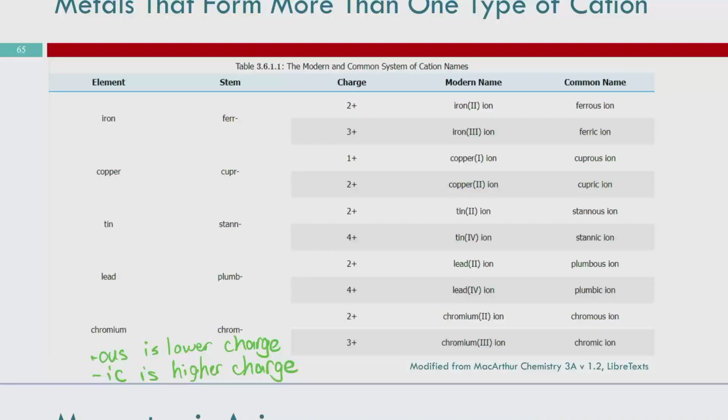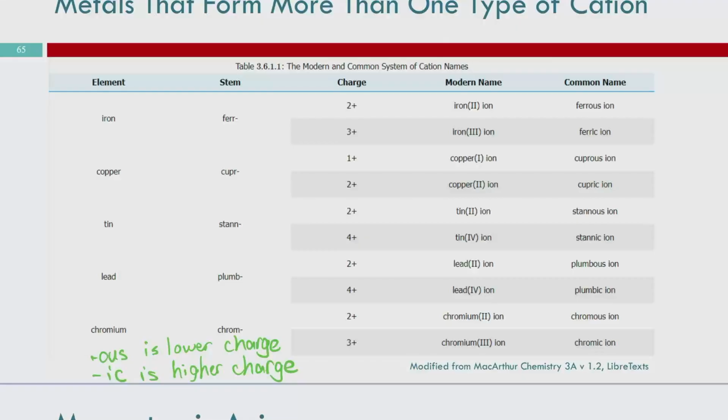When we move to copper, cuprous is 1+. So instead of being 2+, now it's 1+. That's different. And our cupric is 2+. But if we move to tin, which has the symbol Sn, now we're using the Stann base name, or stem. 2+ is stannous, and instead of 3+, it's 4+ for stannic. Those are basically the 3 different options for charges. It's either 1+, 2+, or 2+, 3+, or 2+, 4+. Those are the different combinations.